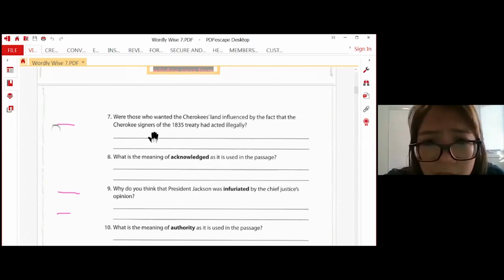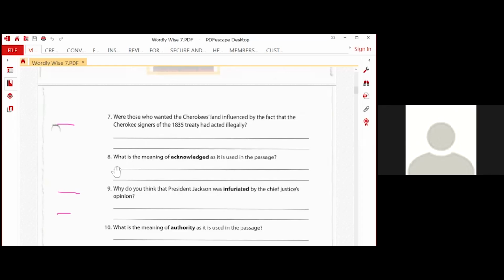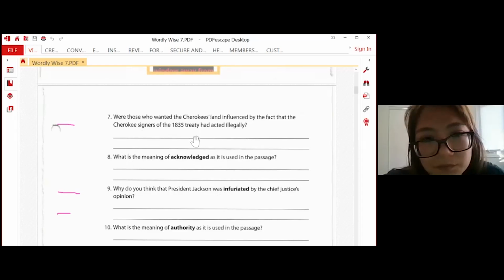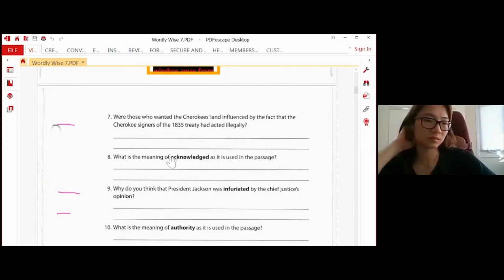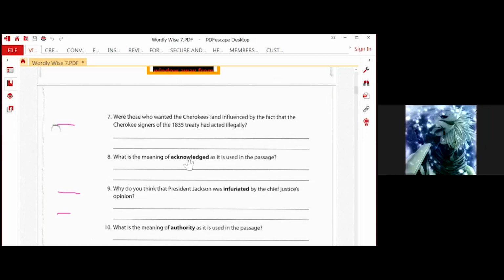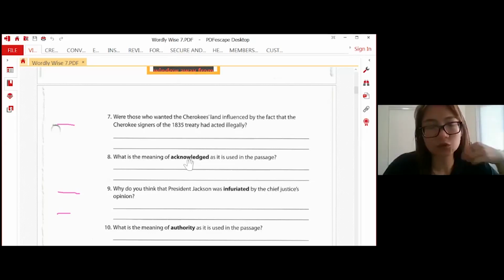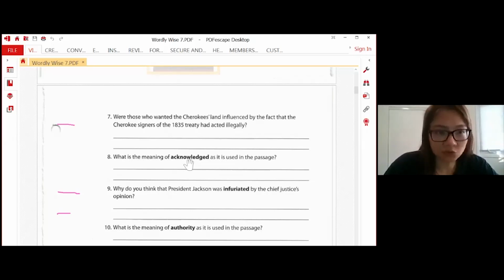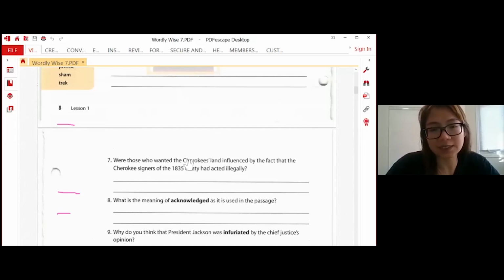Can you guys hear me? Yeah, we can. So I think this is irrelevant. So what is the meaning of acknowledge as it is used in the passage? This is easy. To consider as the truth. They considered him as a nation? Yep, to acknowledge it, to consider whatever he says is the truth, right? Consider it as the right thing to do. Whatever he does is correct, right?